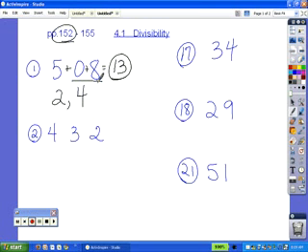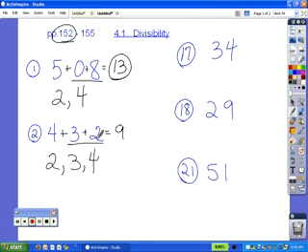For number 2, if we look at the last digit, it's even, so that makes it divisible by 2. We have to get the sum of the digits to see if it's divisible by 3. 4 plus 3 plus 2 is 9. Since 9 is divisible by 3, so is 432. For 4, we have to look at the last two digits. They form the number 32. 32 is divisible by 4, so is 432.